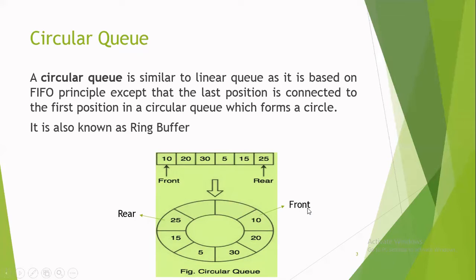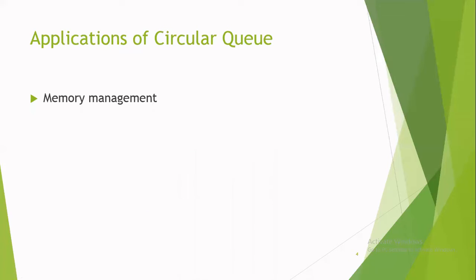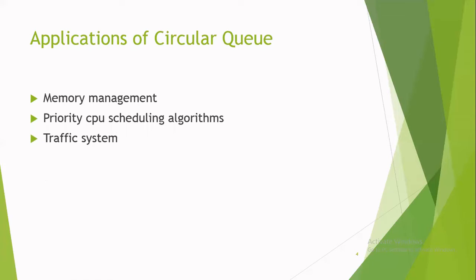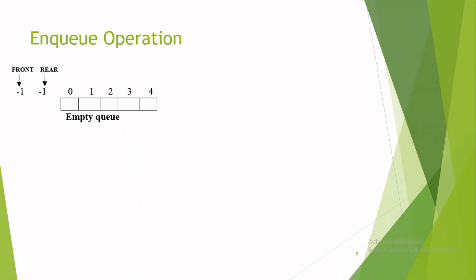Okay. Now let us see some of the applications of the circular queue. The circular queue is used mainly in memory management, the priority CPU scheduling algorithm uses a circular queue, and the traffic system uses a circular queue. Let us now discuss how to perform the insertion operation in a circular queue.